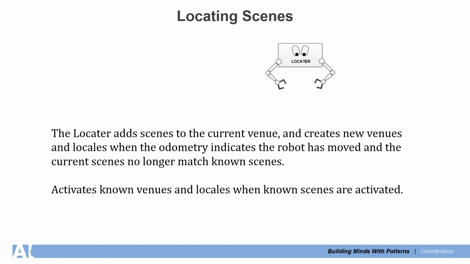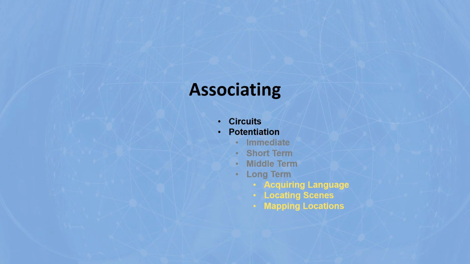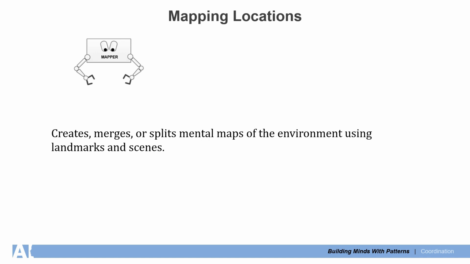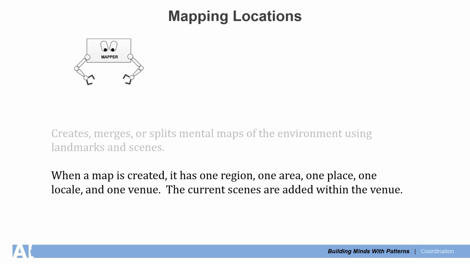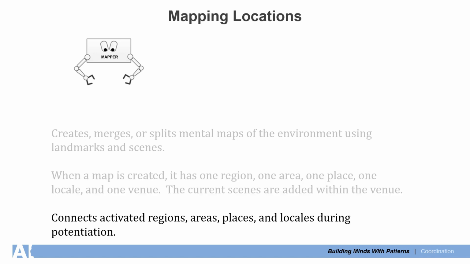The locator adds scenes to the current venue and creates new venues and locales when the odometry indicates the robot has moved and the current scenes no longer match known scenes. It activates known venues and locales when known scenes are activated. The mapper maps locations by creating, merging, or splitting mental maps of the environment using landmarks and scenes. When a map is created, it has one region, one area, one place, one locale, and one venue. The current scenes are added within the venue. The mapper connects activated regions, areas, places, and locales during potentiation.